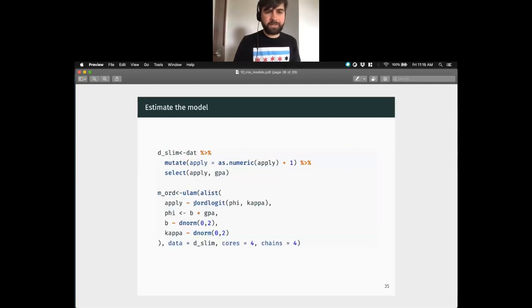I'm going to use the dordlogit likelihood here, right? So that's part of the rethinking package. We can use the ordered logit density. Sometimes you'll also see these referred to as ordinal models or ordinal categorical models. Ordered logit, ordinal categorical, these are all the same, right? It's also just a special case of the multinomial where we're using that cumulative link function. But the link is already kind of baked in here. So it's actually pretty easy to specify. phi is equal to b times GPA. b is normal(0, 2). Kappa is normal(0, 2).